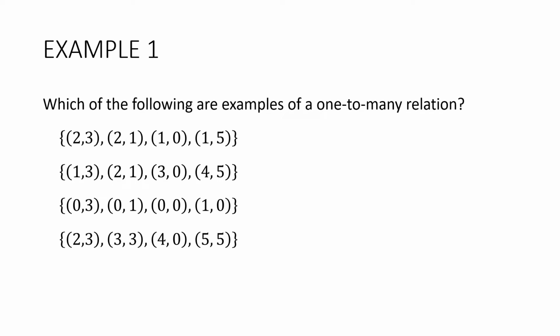Let's look at some examples. Which of the following are examples of a one-to-many relation? So as we're looking through here, we're looking for duplicates. So having a look here, we've got two 2's that map to different y's. So this is an example of one-to-many. We've got the same thing here. Same x value mapping to different y's. We've also got to check the y values. 3, 1, 0, 5, they're all unique. So this is a one-to-many relation.